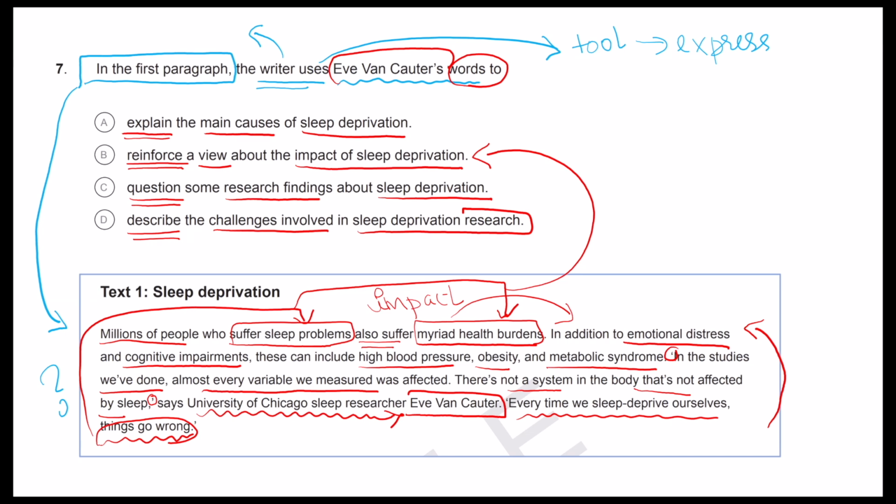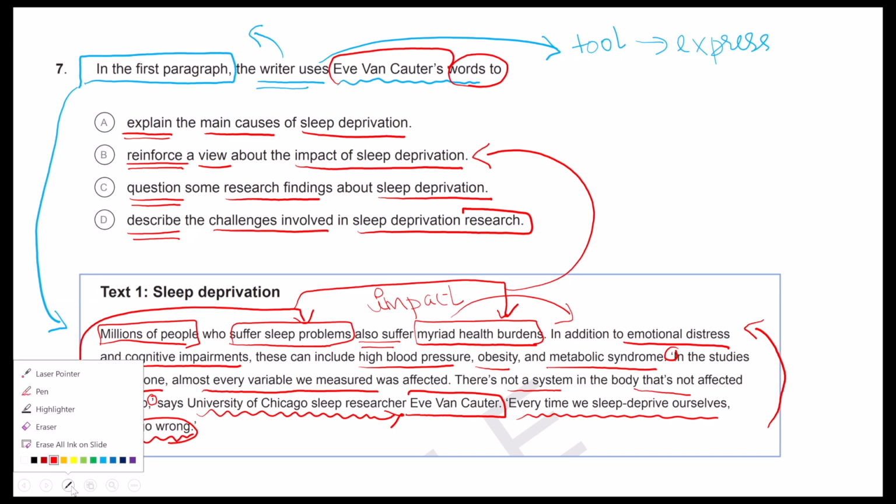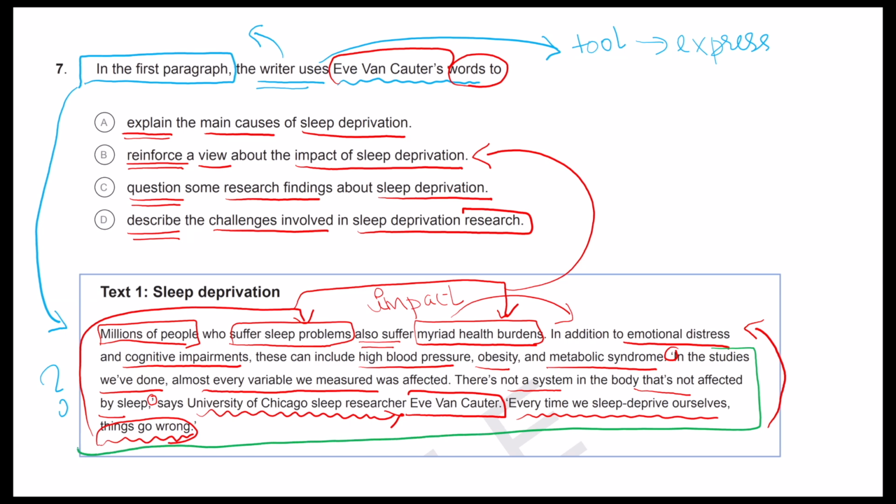Okay? So this is a very general statement, right? The first sentence is a very general statement about the problems of lack of sleep. But this half is about the words that are given by the researcher Eve Van Cotter. And these words actually mean the same as the first general statement given. So when we look at question number 7, we can easily eliminate some of the options that are not connected.